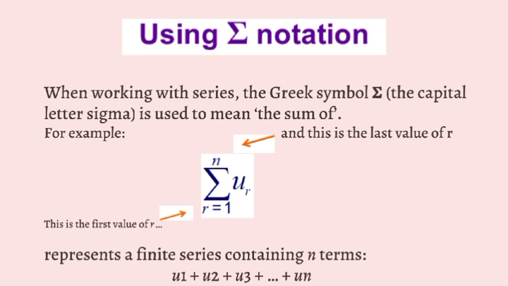Using sigma notation: when working with series, the Greek symbol summation, the capital letter sigma, is used to mean the sum of. For example, the sum of ur, from r equals 1 to n, represents a finite series containing n terms, like u1 plus u2 plus u3 and so on, plus un.